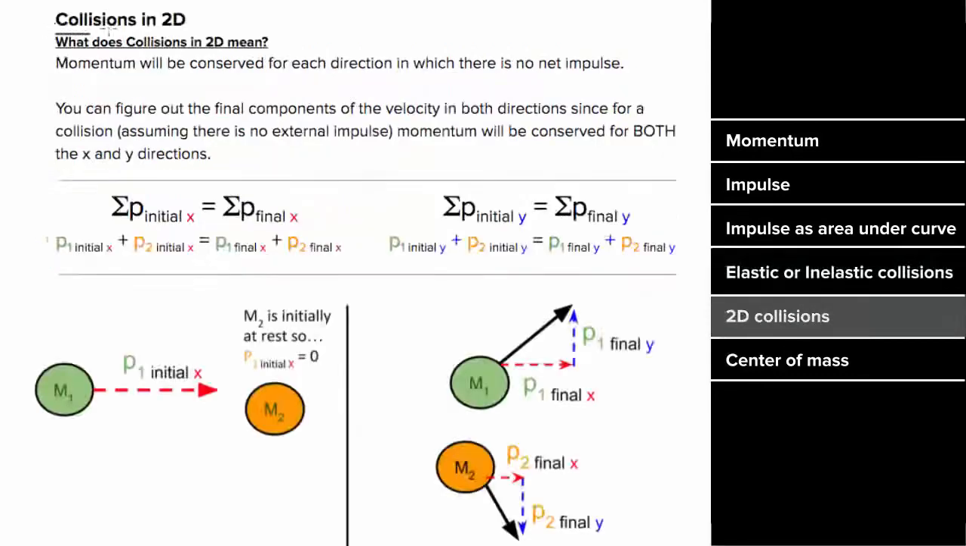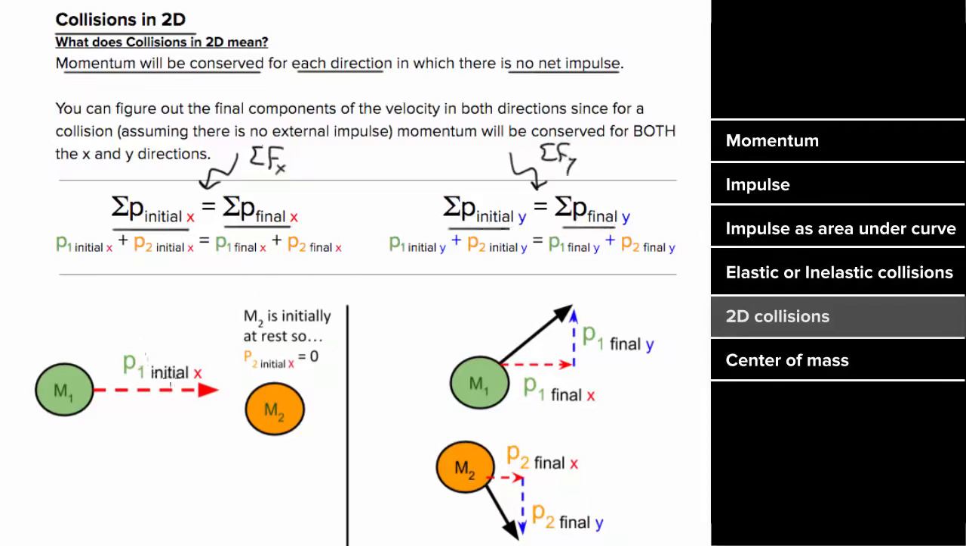How do you deal with collisions in two dimensions? Well, the momentum will be conserved for each direction in which there's no net impulse. If there's no net impulse in both directions, then the momentum in both directions will be conserved independently. In other words, if there's no net force in the x direction, the total x momentum has to be constant. And if there's no net force in the y direction, the total momentum in the y direction has to be constant.